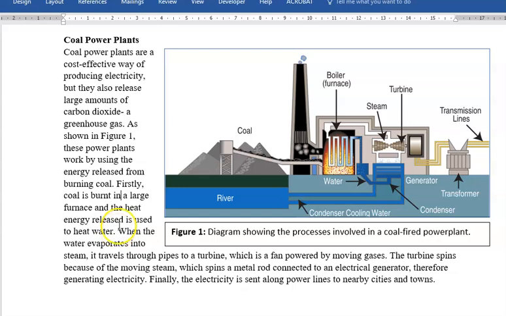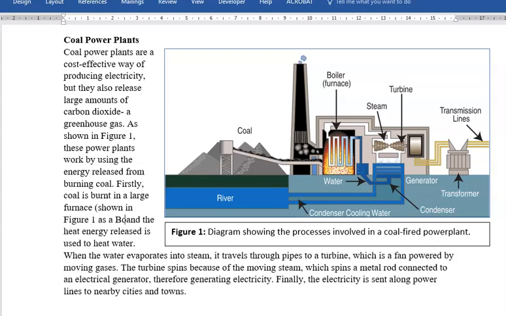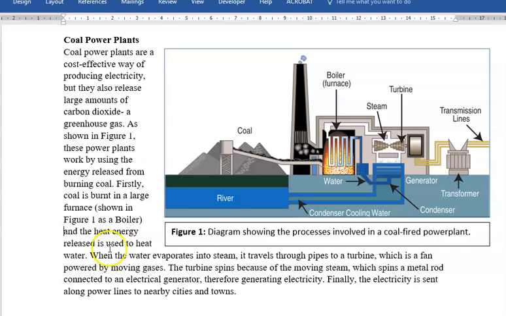So next, it's good to refer to it again when we're talking about a specific part of the process. So we can say, firstly, coal is burnt in a large furnace. And since the picture calls it a boiler, shown in figure 1 as a boiler. So now people will know that that's the same as a furnace, even though it does tell you there anyway.